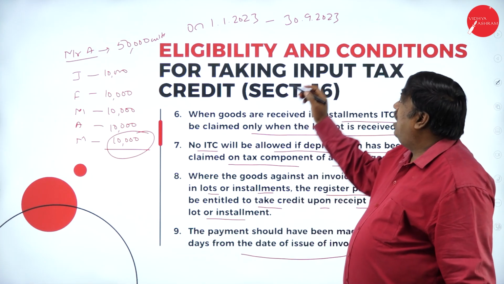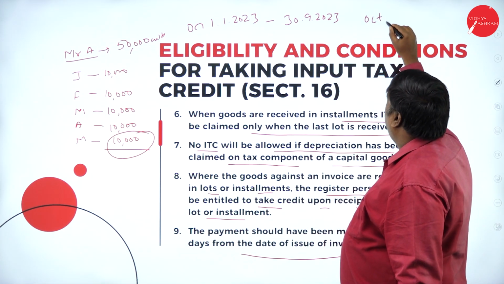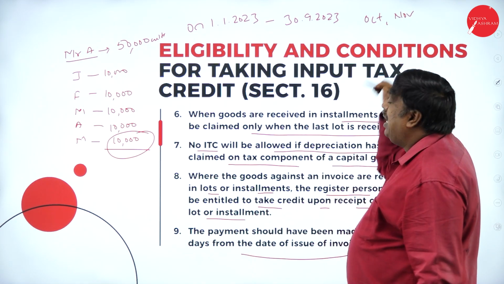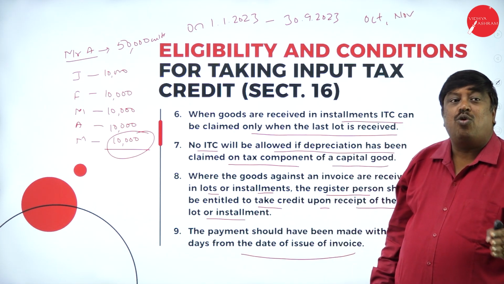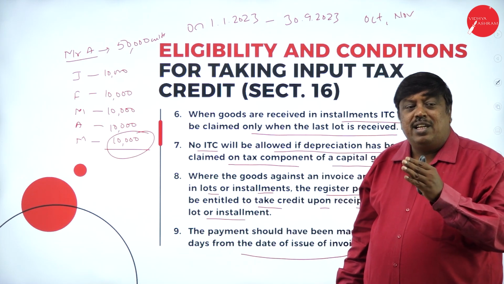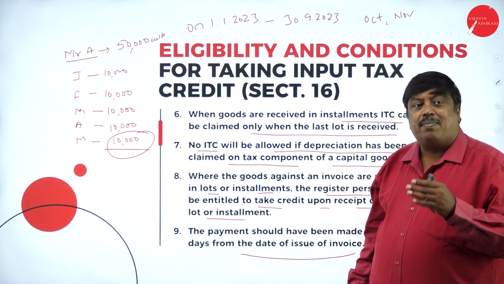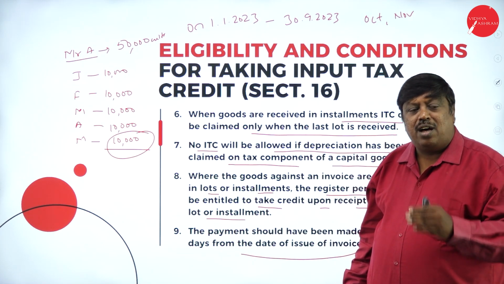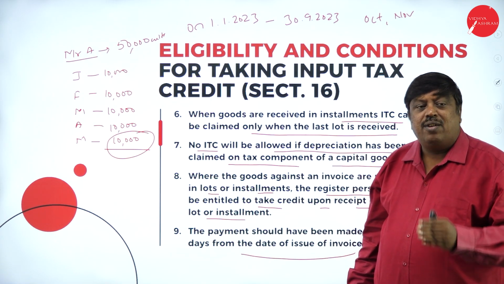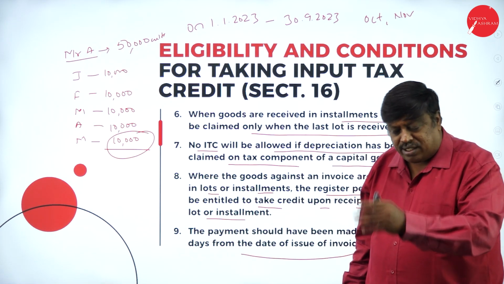If it is made in the month of October or November, we are not eligible to claim because it is more than 180 days. So if you want to claim that, the supplier has to pay the tax to the government within 180 days from the date of invoice raised.